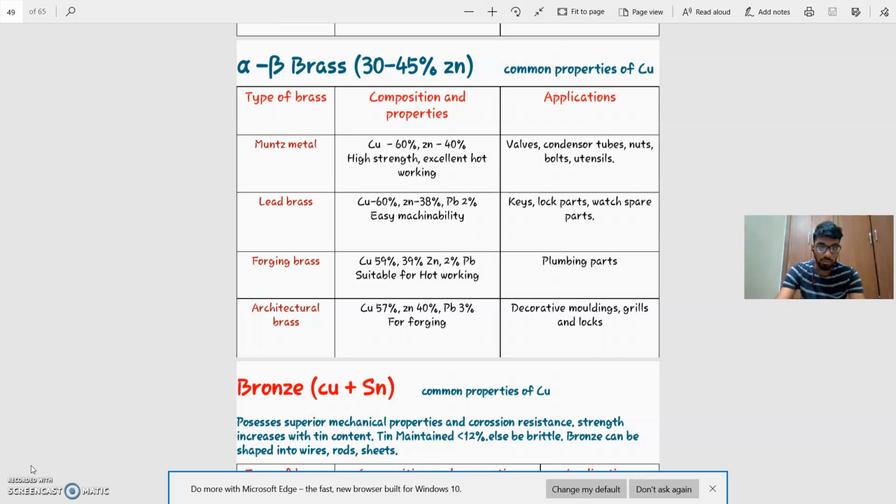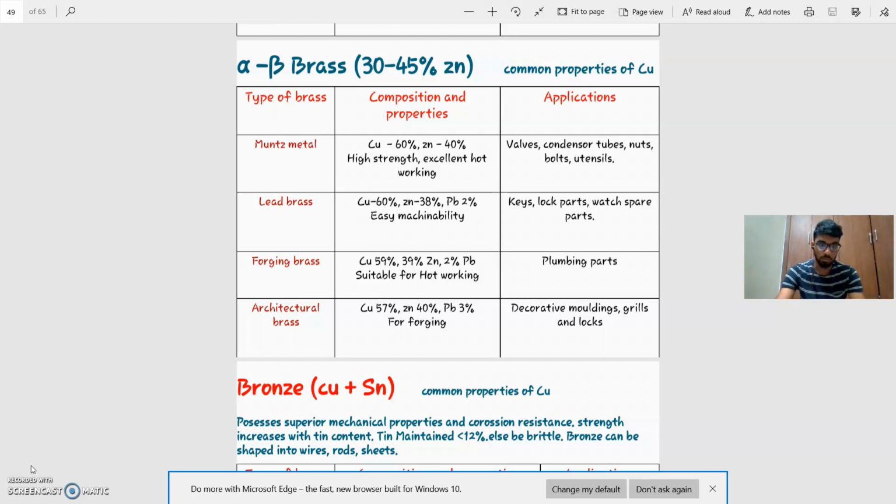And the next one is lead brass. It consists of 60% copper, 38% Zn, 2% Pb. The property is easy machinability. The applications are keys, locks, lock parts, watch parts.